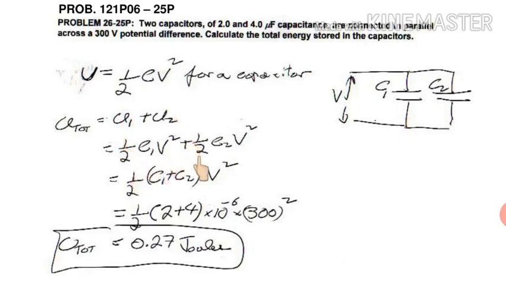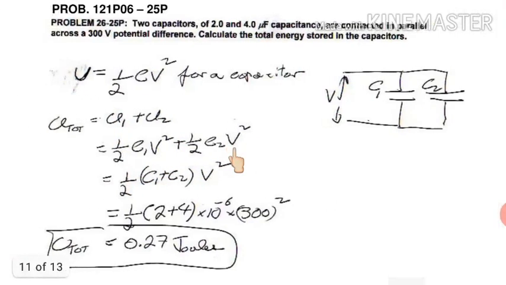In place of U2, we can write half C2 V square. Now half V square is common. So in bracket, what you will have? C1 plus C2. Okay, so half is written as it is. What is C1? It is 2. What is C2? It is 4. And microfarad, that's why it is multiplied by 10 to the power minus 6.